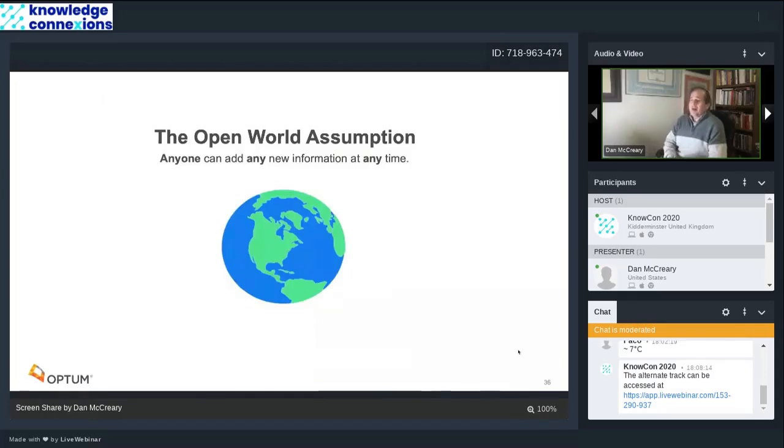So there's a couple other patterns, and I'm not going to spend quite as much time on these. One is called the open world assumption, where we say that anybody should be able to add any data at any time. I should say that we're borrowing this term from the semantic web, where they have a closed and open world, but we're really focusing on the idea that anybody should be able to add new data to the graph at any time without breaking existing queries.